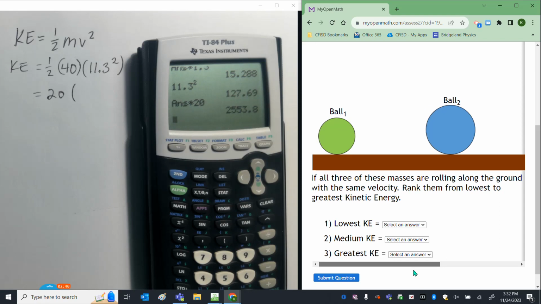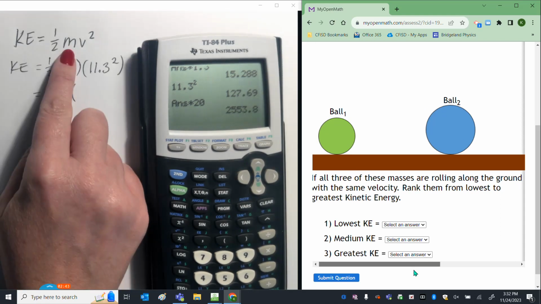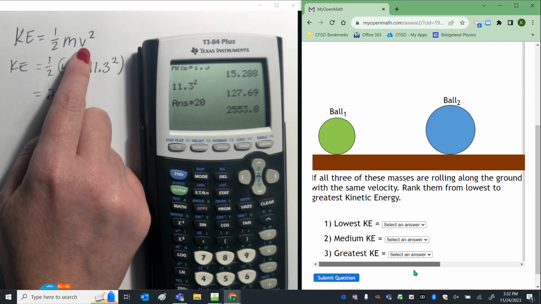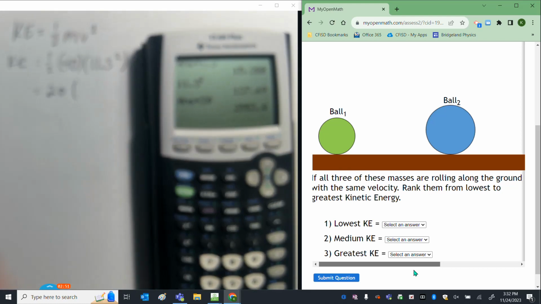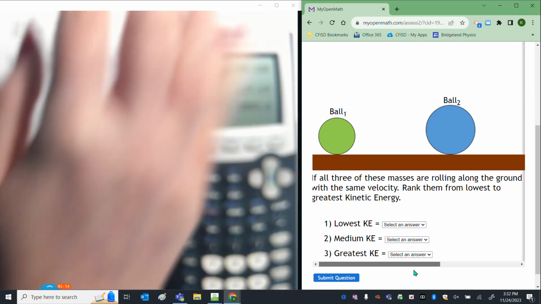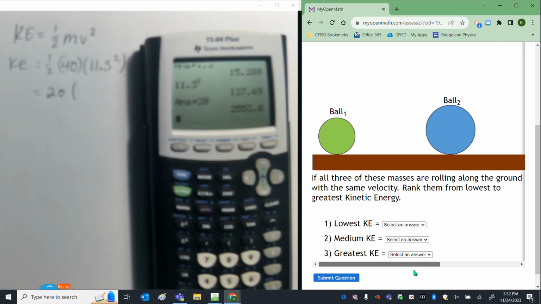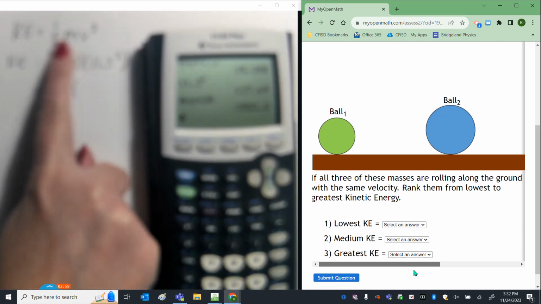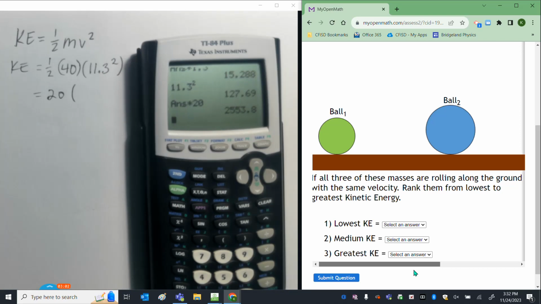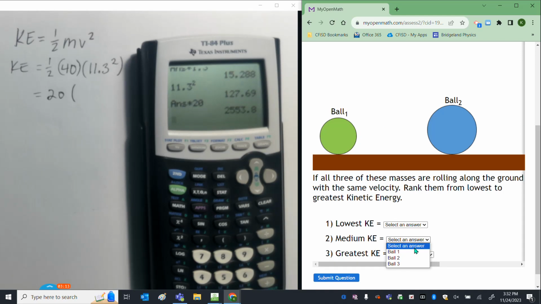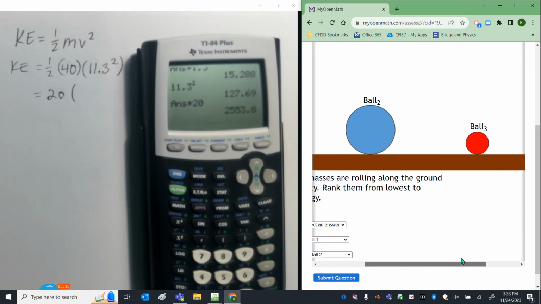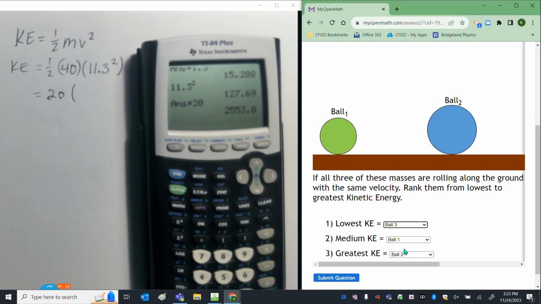So if they have the same velocity, again, kinetic energy is 1/2 mass times velocity squared. But if their velocities are equal, then it's really just their masses that are going to determine the amount of kinetic energy that each has. And the larger the amount of mass that they have, the larger the kinetic energy will be. It is a directly proportional relationship, and therefore, because ball 2 is the largest one, it will have the greatest kinetic energy. The next largest is ball 1, so it's got the medium amount, and of course the smallest one, ball 3 in mine, would have the lowest kinetic energy.